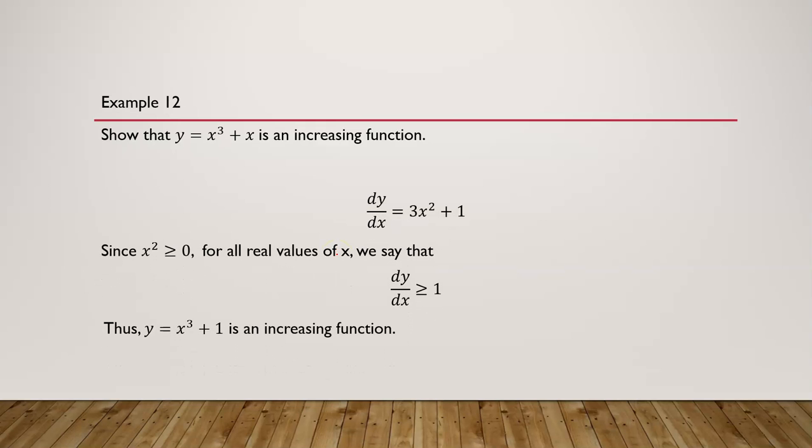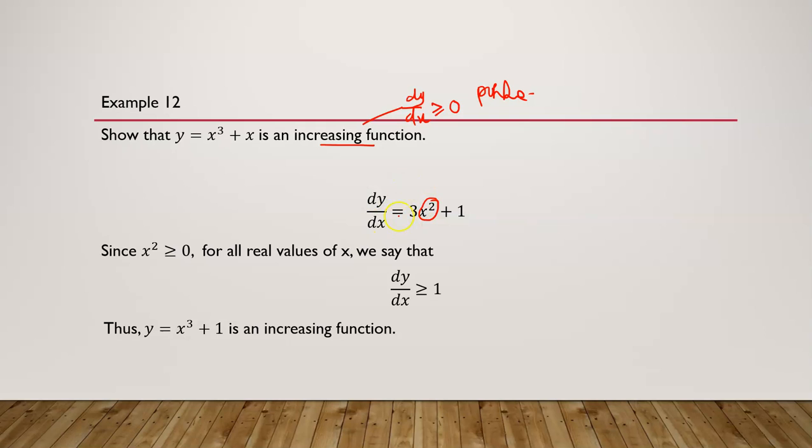That is very clear. Example: y equals x cubed plus x is an increasing function. We find its dy over dx, which is 3x squared plus 1. Since x squared is always greater than 0 for all real values of x, for any value of x it is always positive. We have to show that this is an increasing function, so we have to show that its dy over dx is always greater than 0, which is positive.